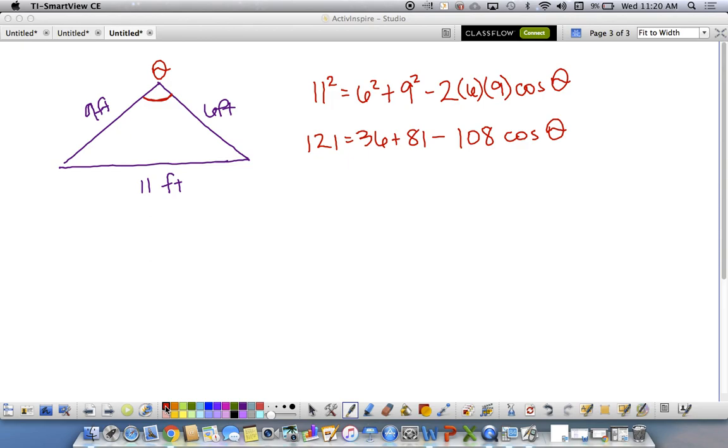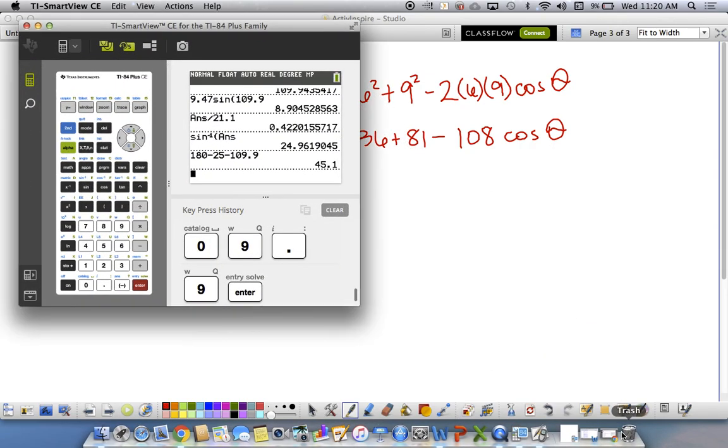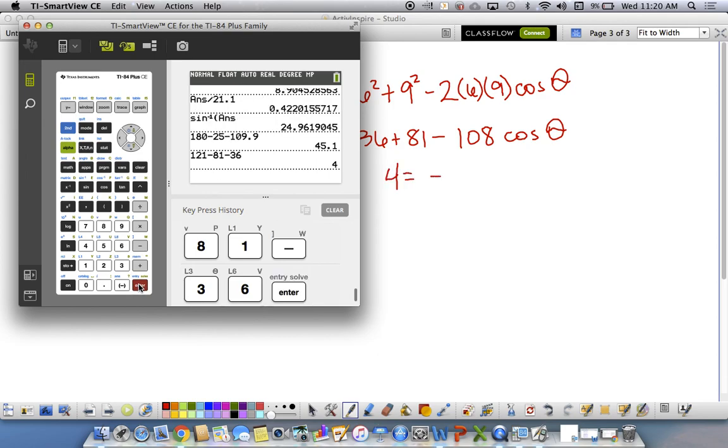Okay, so I'm going to take 121 and I'm going to subtract. We know this. 121 minus 81 minus 36, and I get 4. 4 equals negative 108 cosine theta.